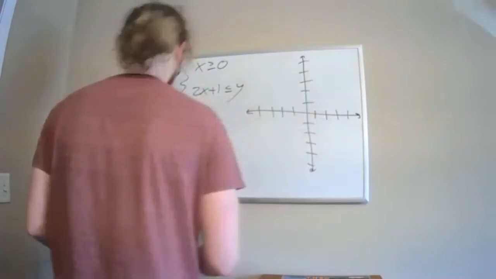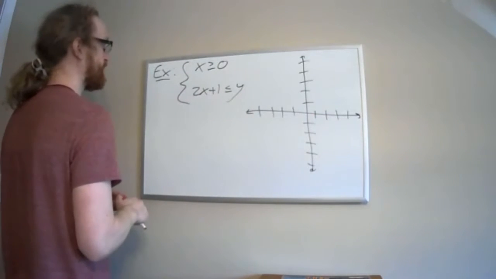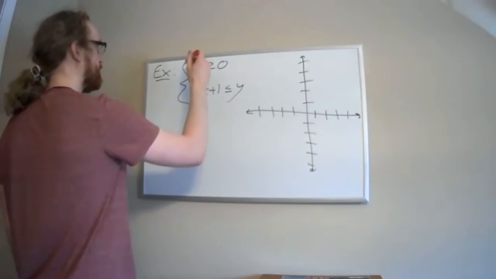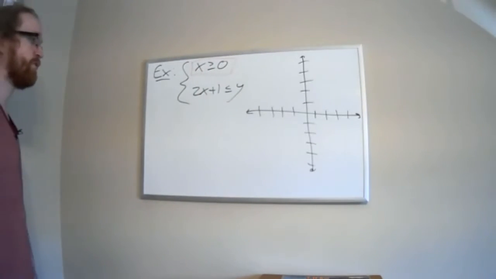I'll still walk through the steps. So the first thing I do, of course, is let's graph the first guy. So I just need to graph both of these together. Let's graph this one in red. x greater than or equal to 0.